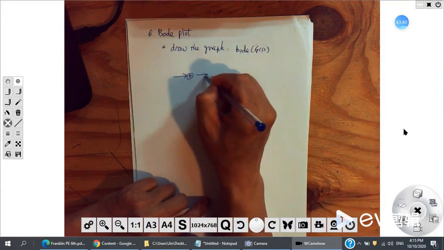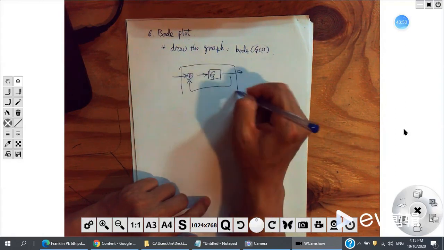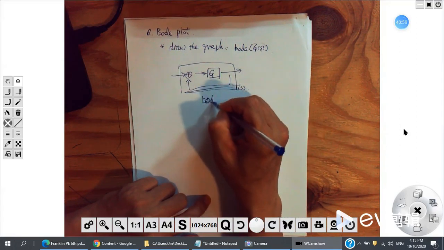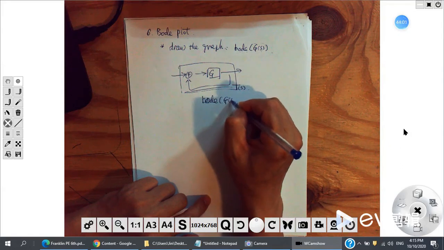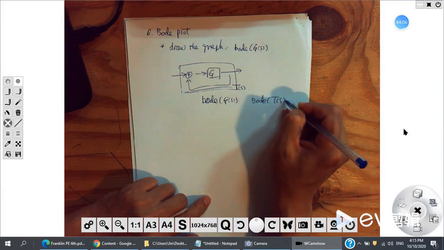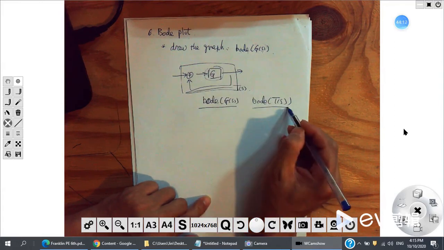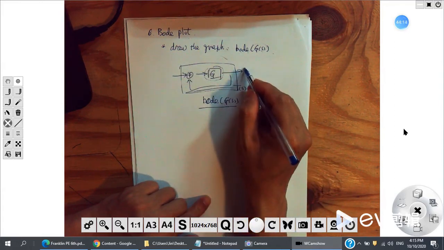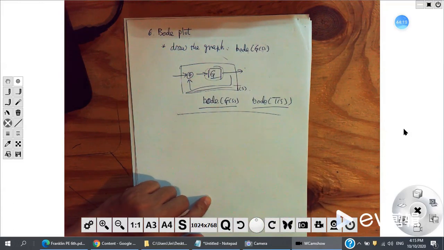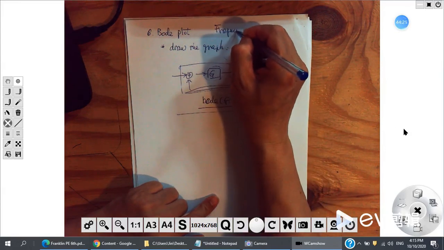For example, you have G(s), and overall, I say this is T(s). Now you can consider the bode plot of G and the bode plot of T. The bode plot of G is just for G. Bode plot of T is for the whole thing. Alright, yeah. So you should know how to give the bode plot. What is the meaning? Meaning is just a frequency response, right? Frequency response.